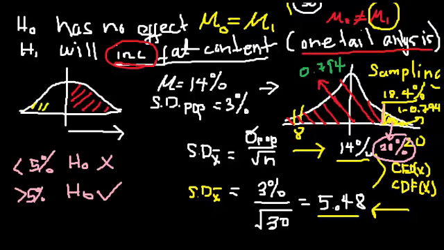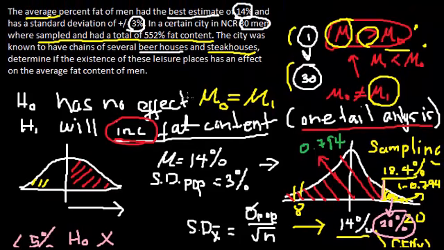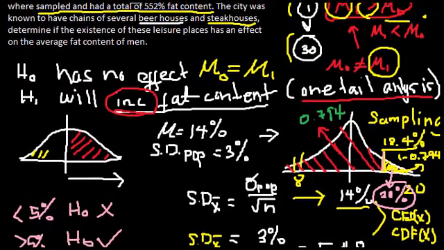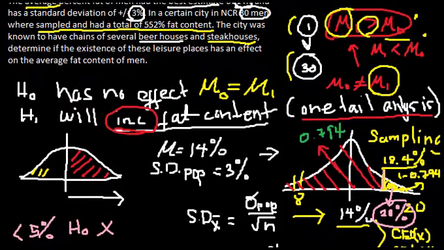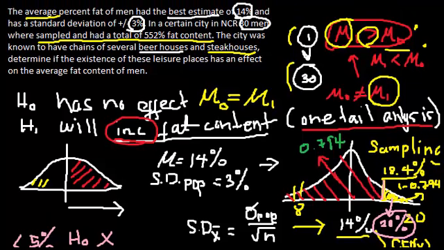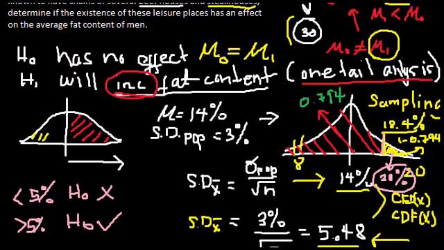And in this case, our null was no effect. And so our conclusion is that the beer houses and the steak houses did not statistically give a significant increase in the fat content of men.